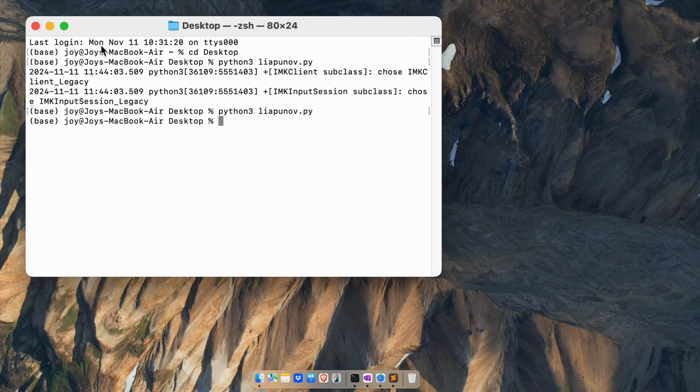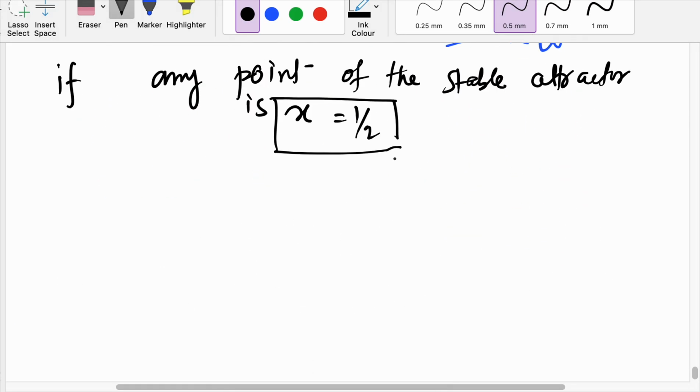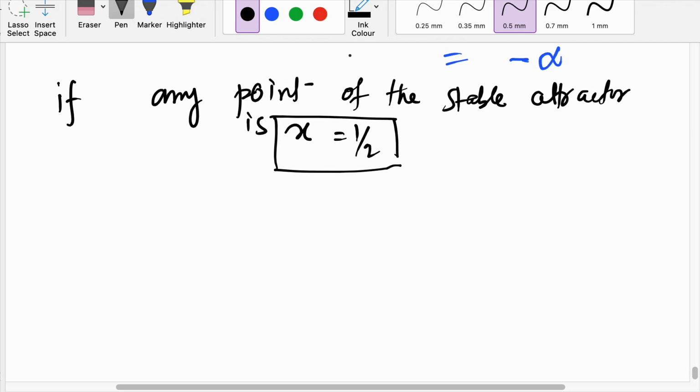Okay, then I will go toward another thing that is called universality. So it is clear, let's go toward universality.